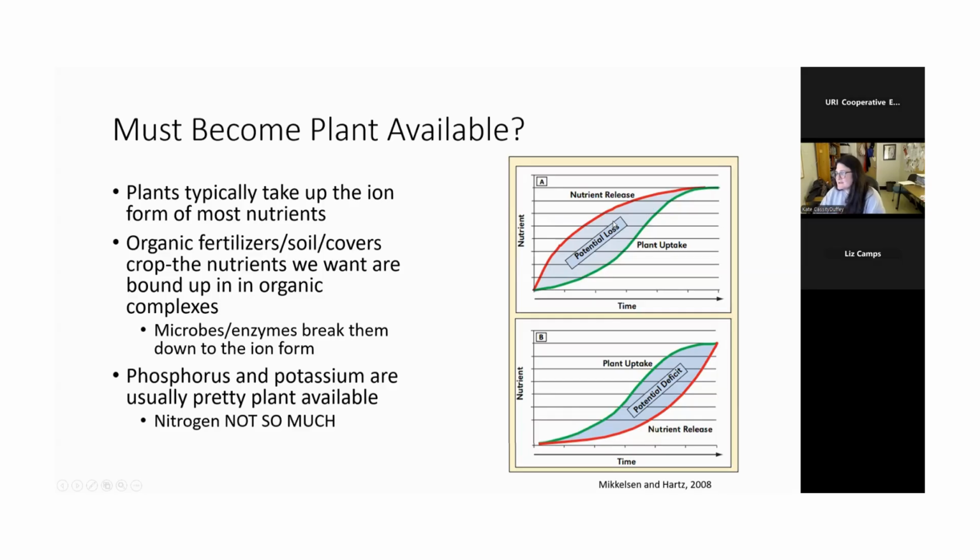And in contrast, here on the bottom, again, the green line is plant uptake, the red line is nutrient release. We end up with a deficit, right? We don't have enough mineralization, enough nutrients for our plants to really thrive.